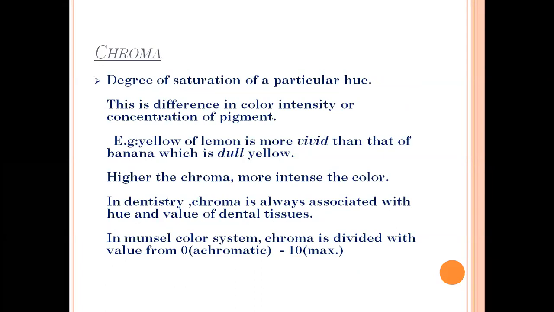Chroma is degree of saturation. For a specific color, you can have pink, again you have different pinks. Yellow, again you have dark yellow, lemon yellow, light yellow, something like that. So that is saturation, how saturated the solution is. That's what is your chroma or intensity. Saturation or intensity of a color is what is your chroma.